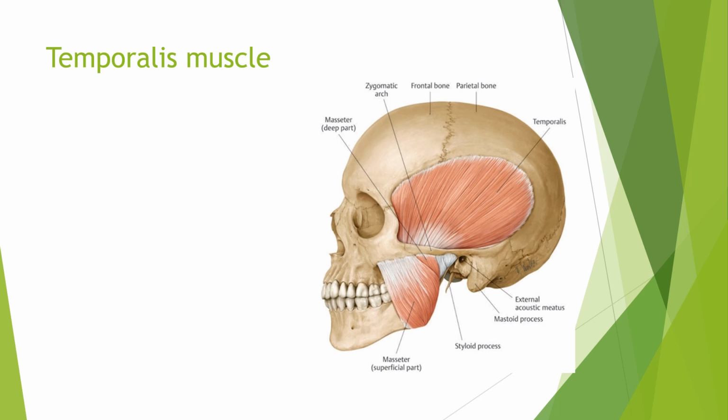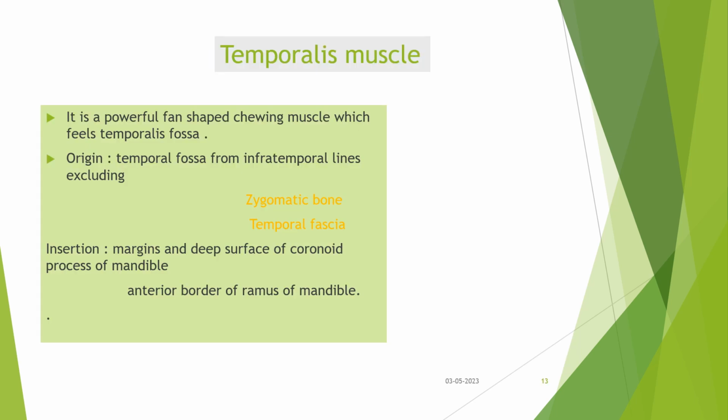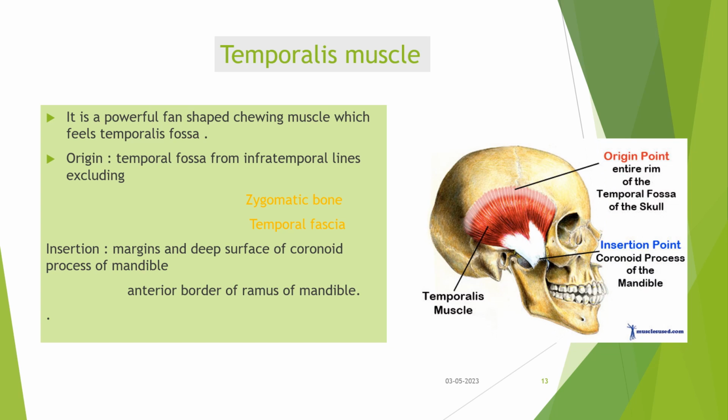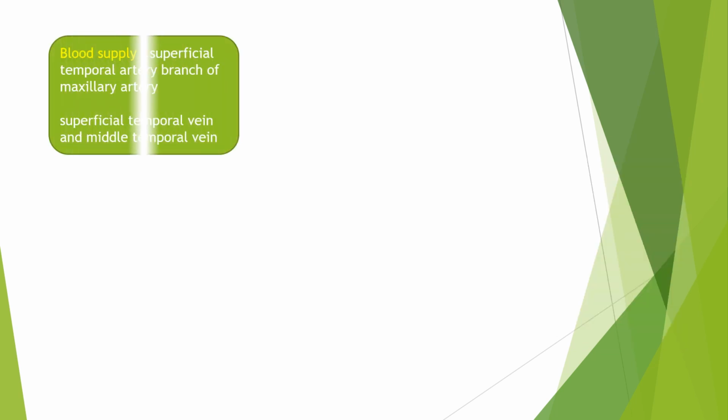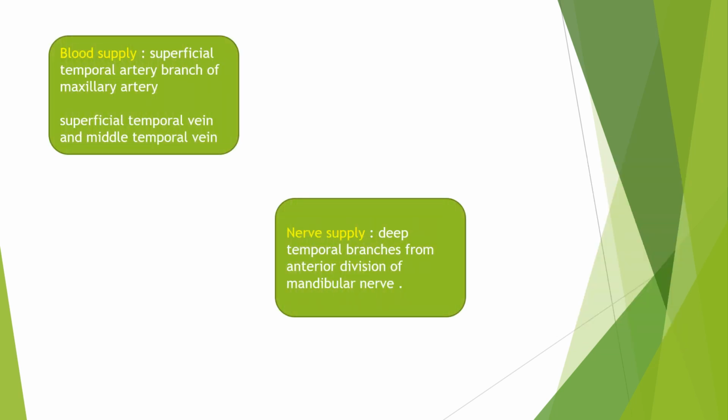Now we will discuss temporalis muscle. Temporalis muscle is a powerful fan-shaped chewing muscle which fills the temporal fossa. It originates from the infratemporal lines excluding zygomatic bone and temporal fascia. These insert into the margins and deep surface of coronoid process of mandible and anterior border of mandible. Their main blood supply is from the superficial temporal artery, and superficial temporal vein and middle temporal vein.